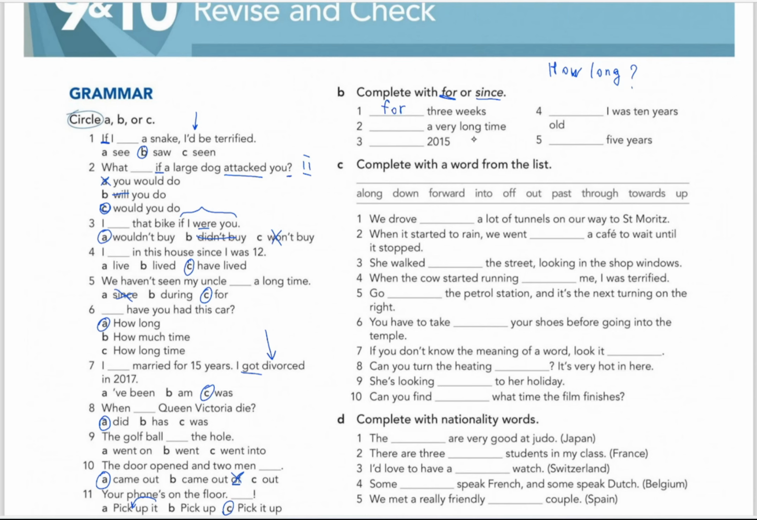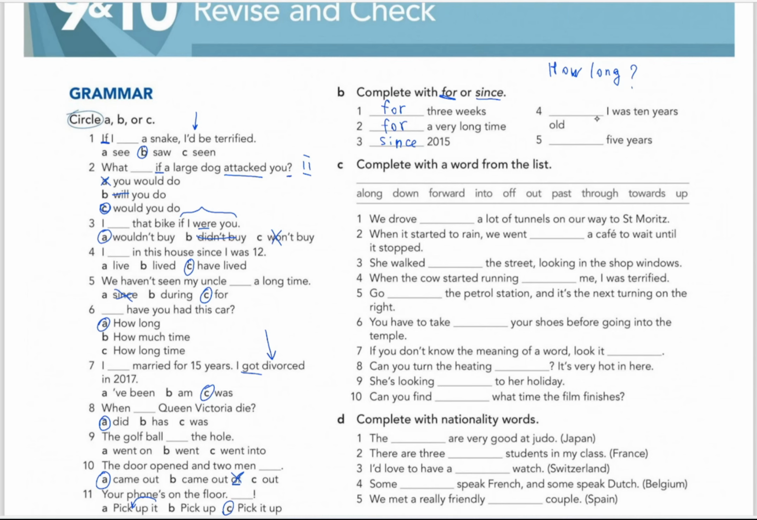A very long time. A very long time also you can count it. Like okay, very long time, it could be 1 week, 2 weeks, 3 weeks, 3 years, 5 years, 10 years. So that will be for because we're talking about period of time, guys. Now, 2015, that is a point of time or beginning of time because you cannot count 2015 years, right? I mean, clearly talking about the year 2015. So from that point, that would be since, guys.